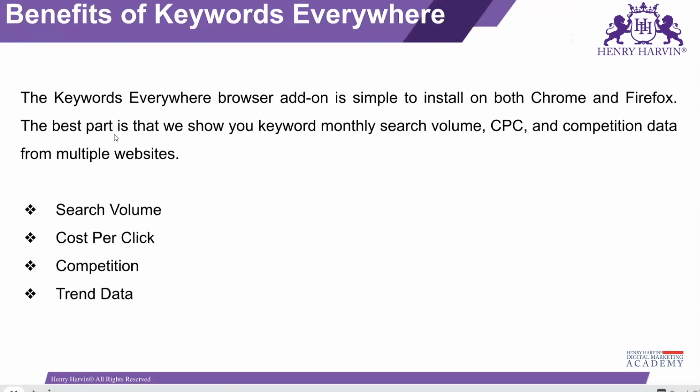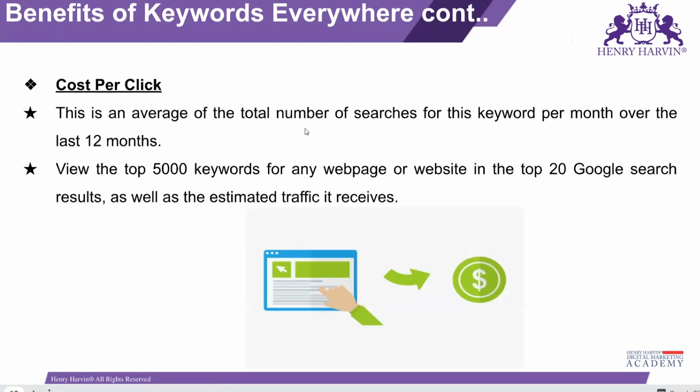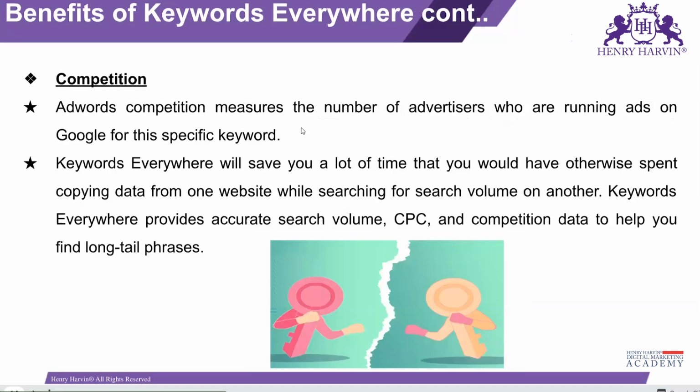Using Keyword Everywhere, you can get the data of search volume and cost per click for a particular keyword, what the competition would be for that keyword, how you will rank, the difficulty as well, and the trending data related to that keyword. Search volume is the number of times people search for that particular keyword. Cost per click is the average and maximum cost per click for that particular keyword.